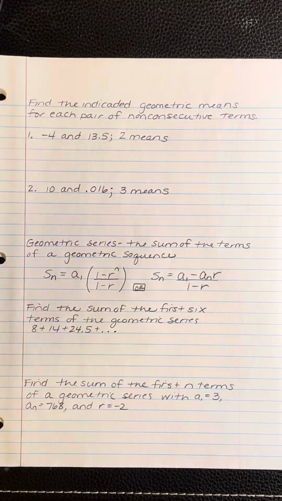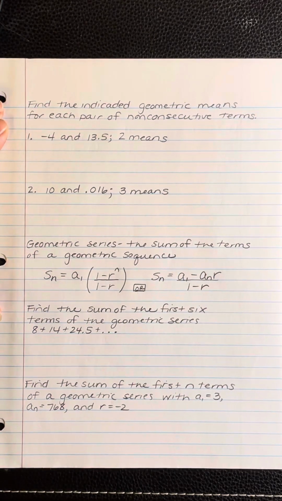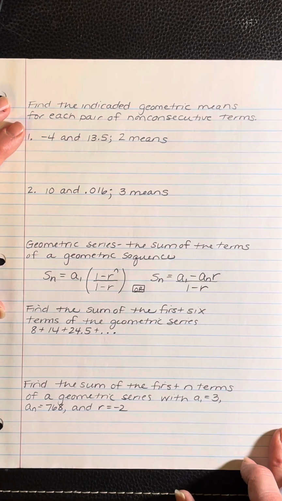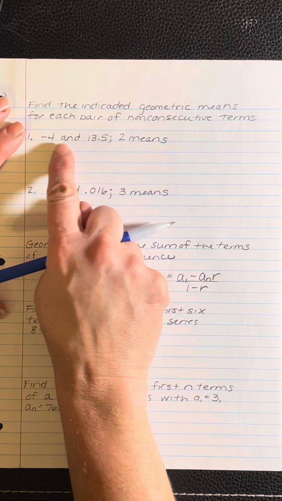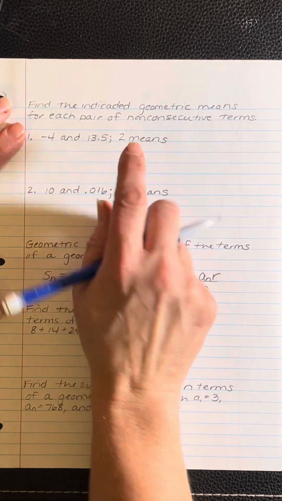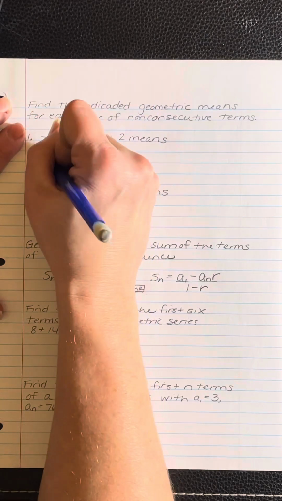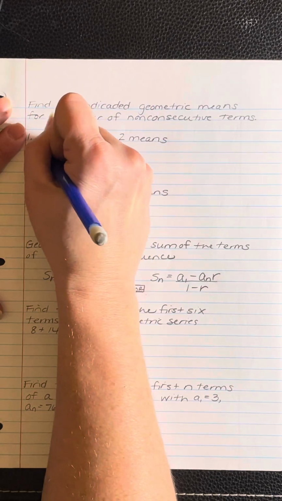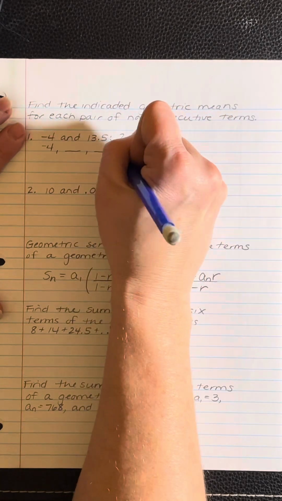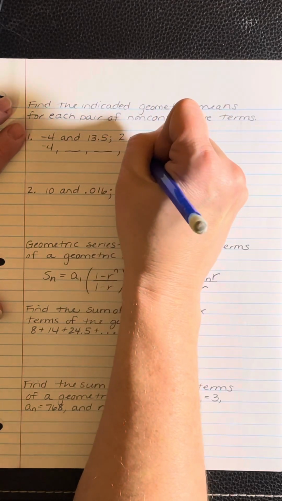All right, same kind of problems presented in a little bit different way. Find the indicated geometric means for each pair of non-consecutive terms. So they're going to give you 2 terms that are not consecutive, and they're going to tell you how many means. So I'm going to do like I had already written up on the last problem. I'm going to have negative 4. This one's going to have 2 means and then 13.5.